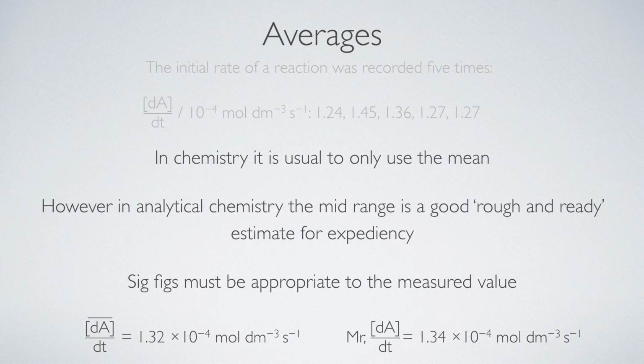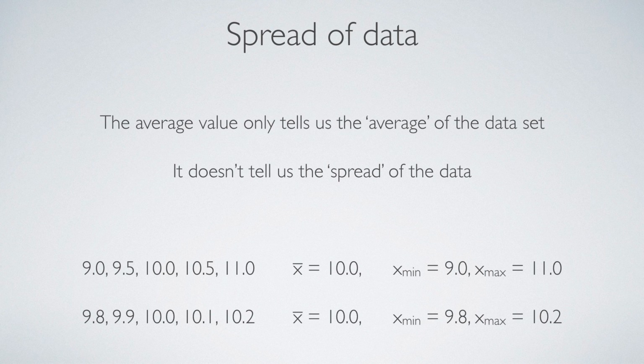The one thing the mean or the average doesn't tell us, though, is about the spread of data. I have 2 data sets here, one varying between 9 and 11, the other varying between 9.8 and 10.2. They both have the same mean. They're both reported to exactly the same number of significant figures, but clearly my range on each of them is very, very different. What we need to do is we need to look at measures of spread of data, but that comes in a different video.